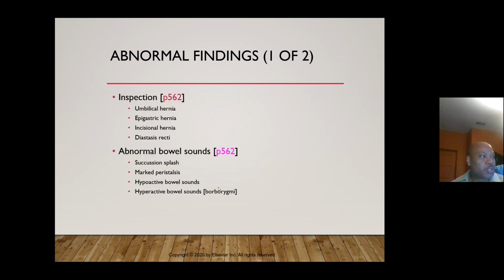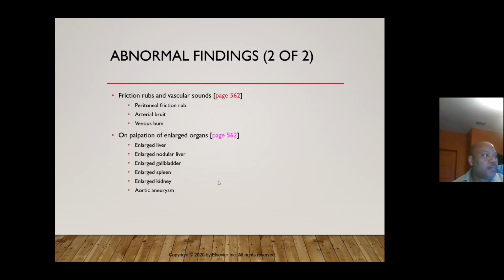Also, I went too fast, take a look at the abnormal bowel sounds: the succussion splash, the marked peristalsis, as well as hypoactive and hyperactive bowel sounds. Remember this term, borborygmi, which is hyperactive bowel sounds. So make sure you take a look at that. And as far as vascular sounds or friction rub, you have the peritoneal friction rub, arterial bruit, as well as a venous hum.